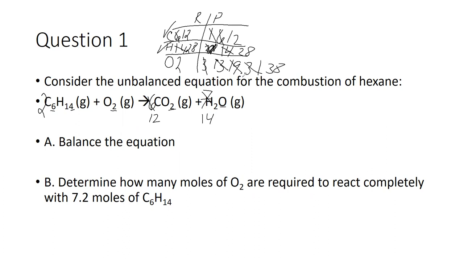Now I'm in a situation where I have an even number of oxygen on the right and an even number on the left, so it's easy to balance. Now I'll just put 19 because 19 times 2 equals 38. That is a balanced equation. That is more complex than what we saw 2 weeks ago, but hopefully you could at least get that started and work through it. And now that you saw it, hopefully you understand the logic.